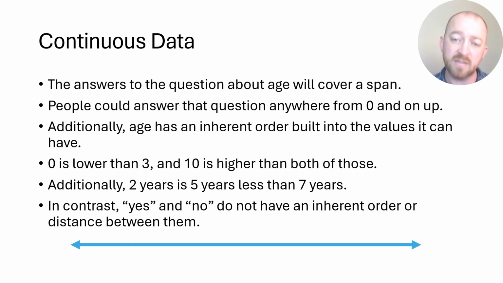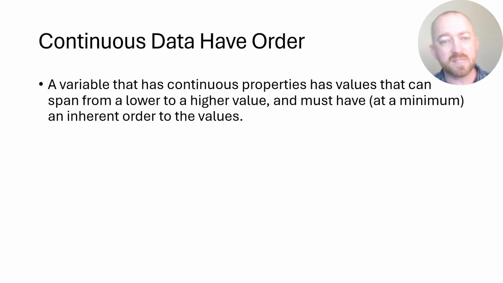We need to understand the data that we're using and whether it has continuous properties or not. Some don't and some do, but it's important to know the difference. So as I said, a continuous variable must have order to it at a bare minimum. In other words, the values it can take on must be able to have some order to it, and we really should all be able to agree what that order is.